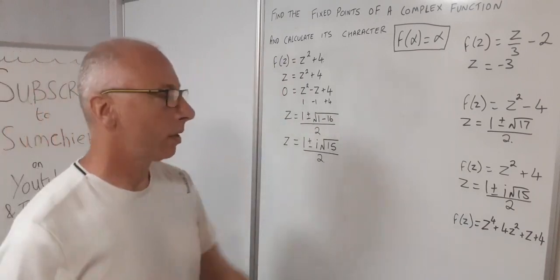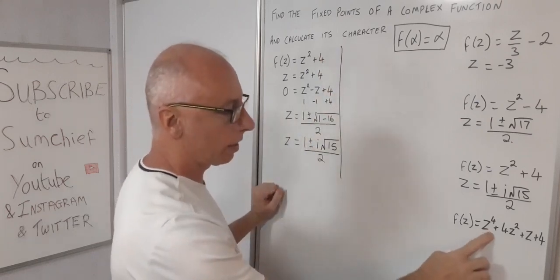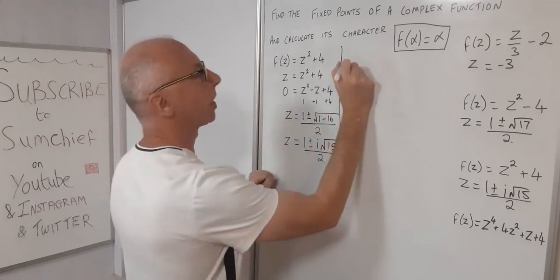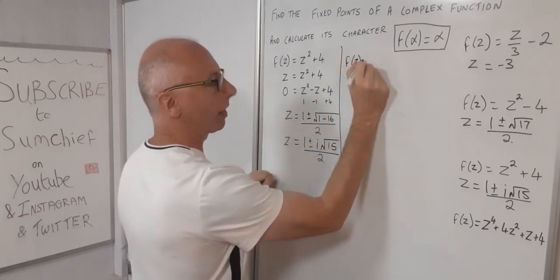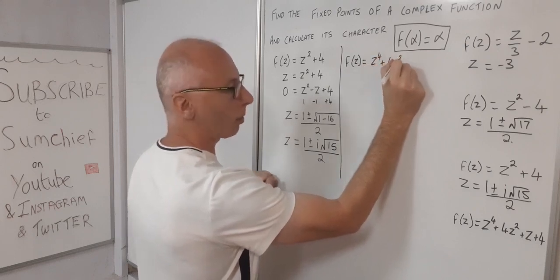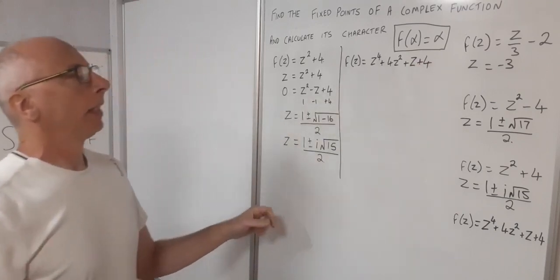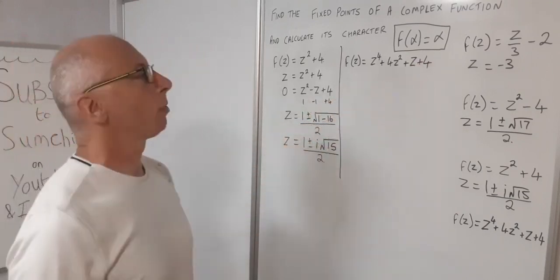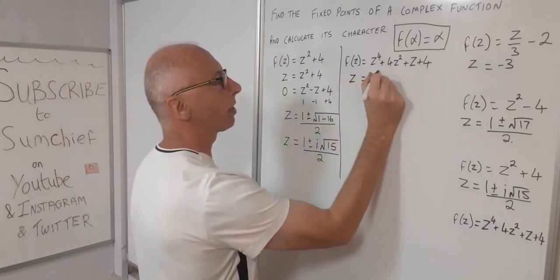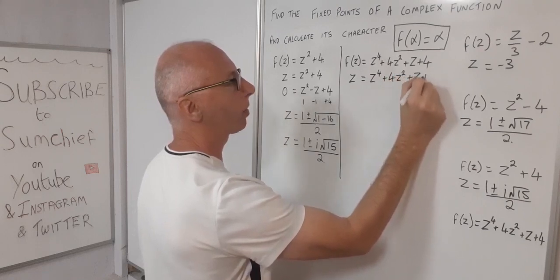Okay, this one here looks a little bit intimidating because we're going to have to try and solve a quartic by the looks of it. So z to the 4, that's a quartic. So let's see what happens. f of z equals z to the 4 plus 4z squared plus z plus 4. Okay, we're going to need a bit of luck in solving this one. Hopefully it's going to come our way. So z equals z to the 4 plus 4z squared plus z plus 4.